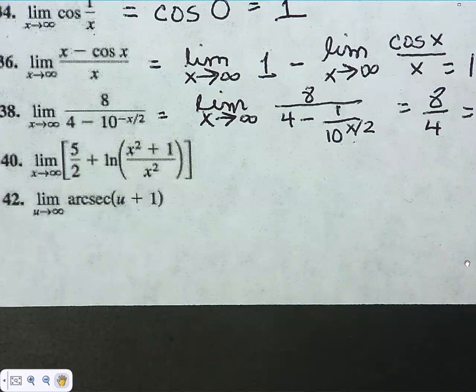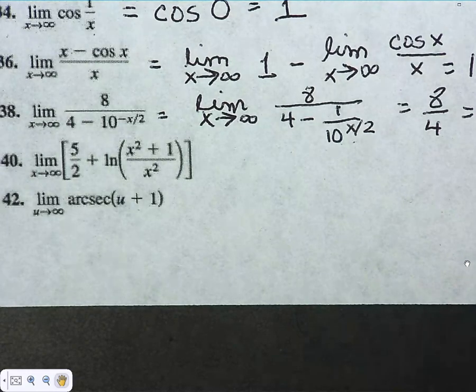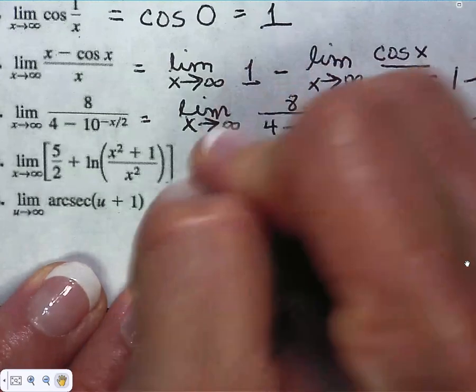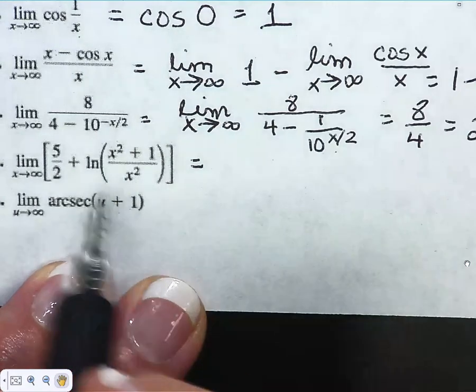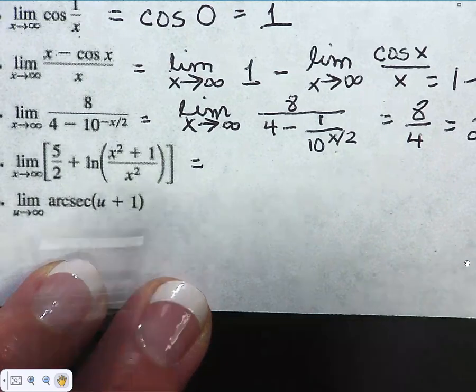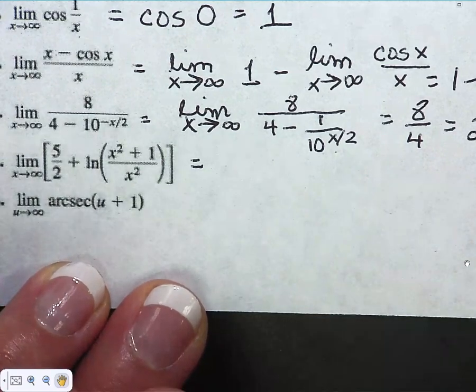Have you had time to think about number 40 yet? What do you think it is? Any disagree? Somebody who can explain that pretty well. Go for it, Michael. Well, in the parentheses for the natural log, x squared over x squared is just 1. Okay, the natural log of 1 is 0. 0 plus 5 over 2 is 5 halves.